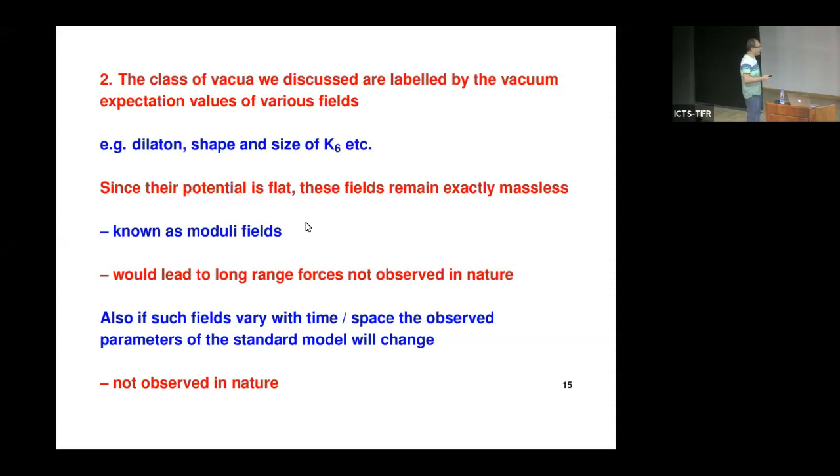Also, if there are such fields, then they could in principle vary with time or space. And this means that the observed parameters of the standard model will change, because the vacuum expectation value of these fields actually fixes what we think of as the coupling constants. For example, if the dilaton varies in time or space, then the coupling constants will start varying with time and space. And this is certainly something that you don't observe in nature.